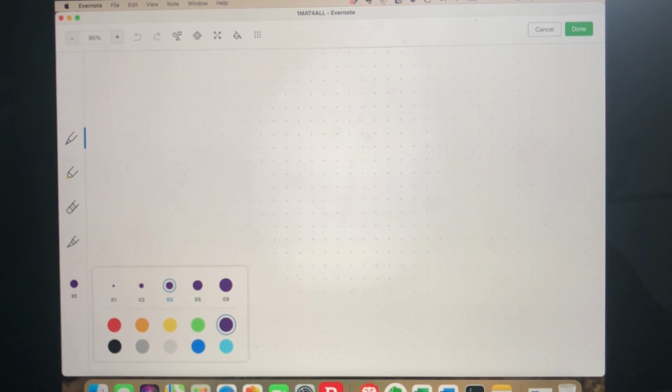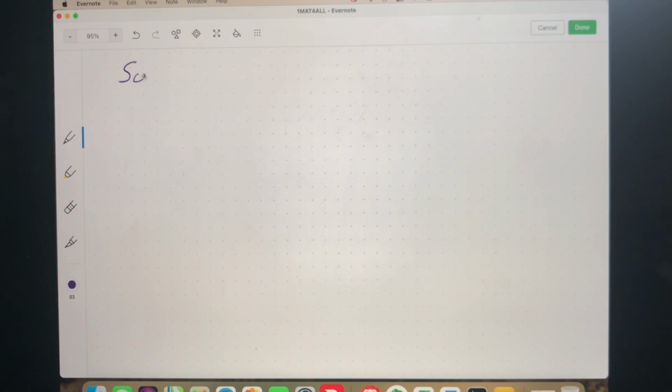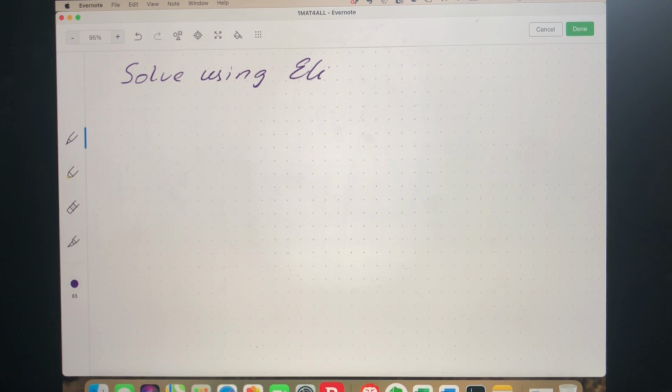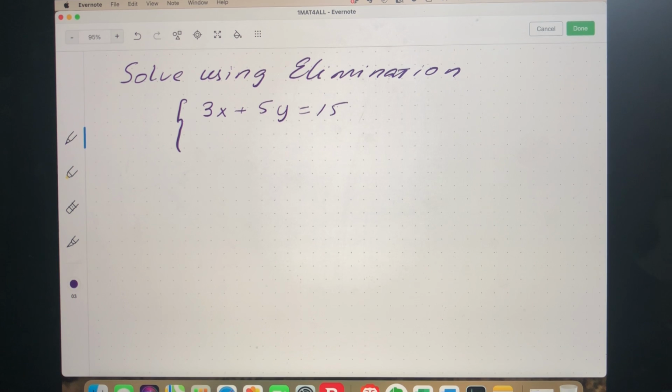Hello. In this video, let us look at solving the same system of equations that we did last time. Only this time we're going to use elimination instead of substitution. So here is the system, and let us say that we were told to solve using elimination. Now, here is the question, and it's the same system. 3x plus 5y is 15, and the second was x plus y is 2.